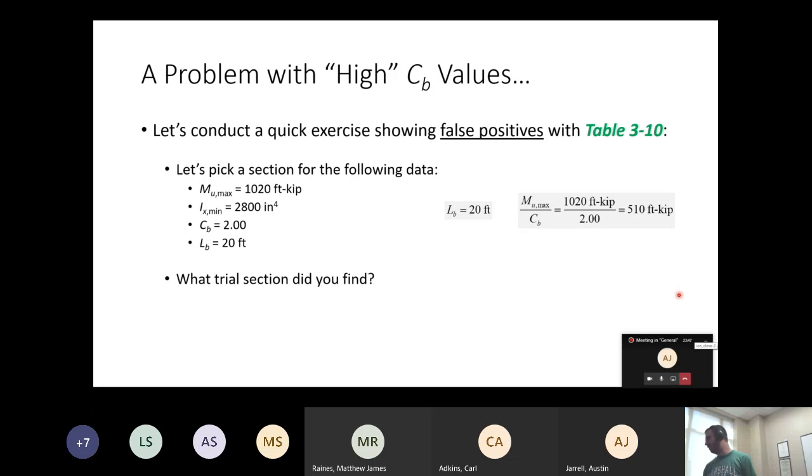I'm going to give everybody a sec on this. Let me go to the chat here. I want you all to take an Lb of 20 and Mu over Cb of 510, find that point in the table, and then intersect. Tell me which section you get to. Like, what's the first solid line shape? While you're doing that, I brought my manual.